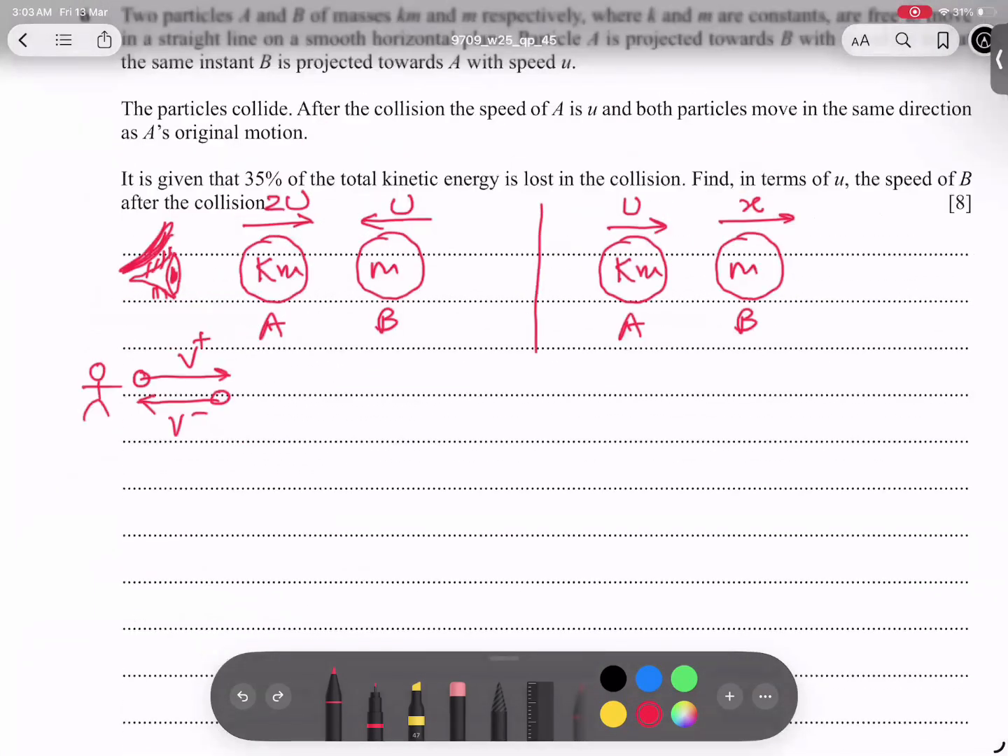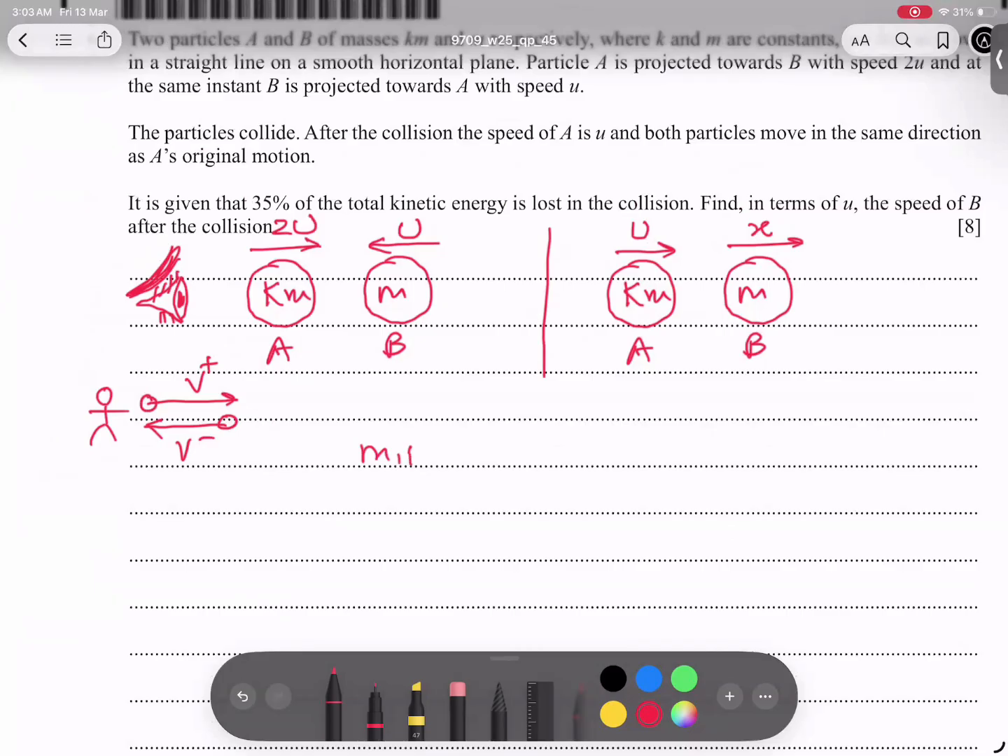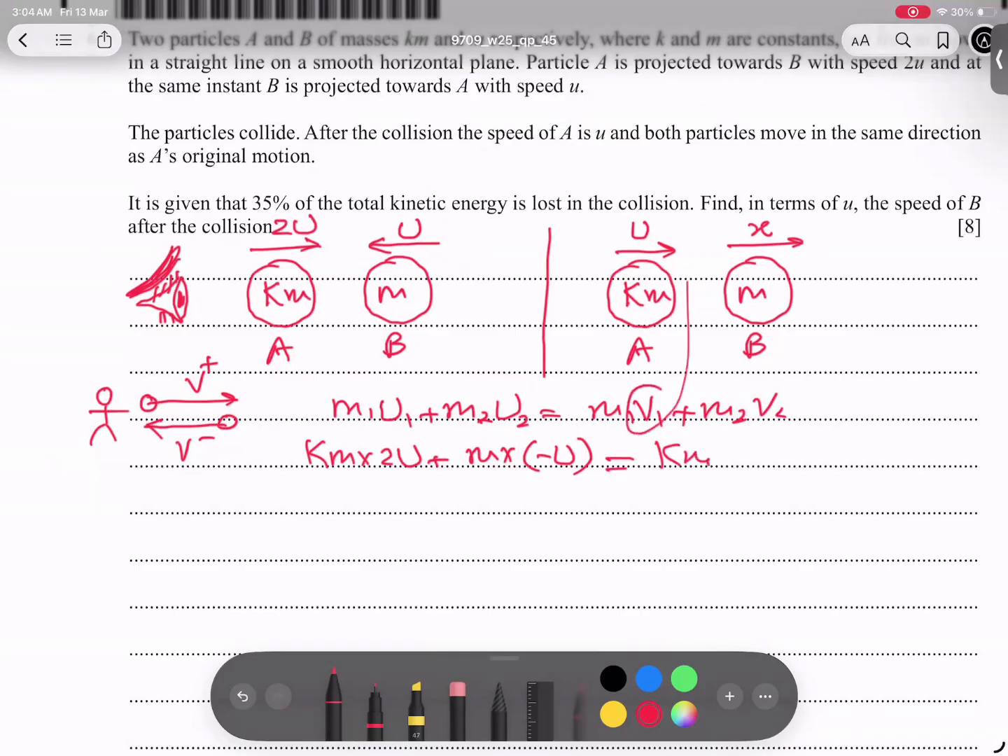First of all, what to do, students? Formula: m1 u1 plus m2 u2 is equal to m1 v1 plus m2 v2. This criterion is very clear, you know, the law of conservation of momentum. So mass is this and speed is that. I'm writing now here km times 2u. But here m times not u, negative u, because it is going back to the observer, and equals km times u speed. And the mass is m, speed I don't know. So I think you can see clearly, students.